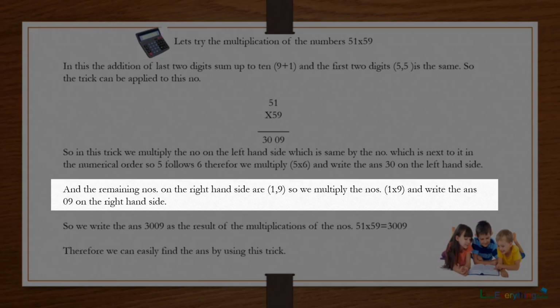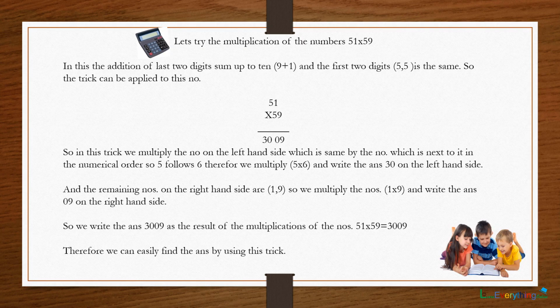Now let's deal with 1 and 9, which sum up to 10. So as it is, we multiply 1 into 9 and we get the answer as 9. But always remember, when you get a single digit answer, you always have to make it a double digit answer. So we write it as 09, and as 1 and 9 are on the right hand side of the question, we write 09 on the right hand side. So we get a complete answer as 3009. So 51 multiplied by 59 is equal to 3009.